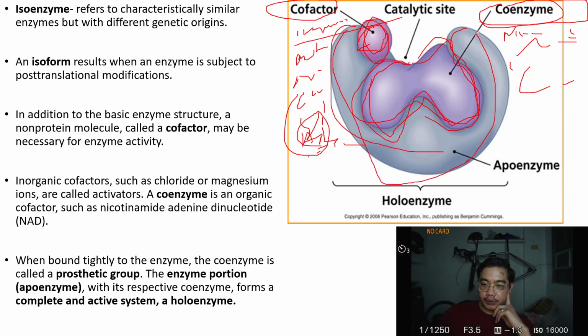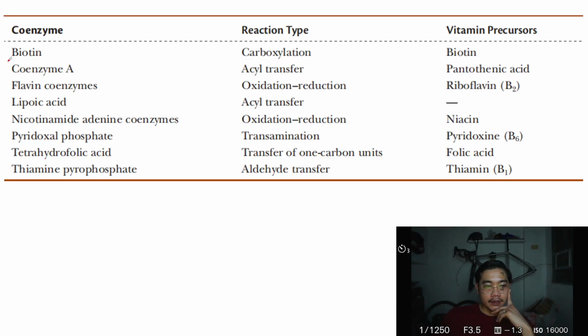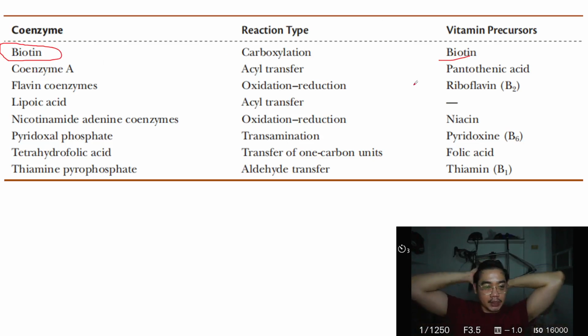The pure enzyme part, the protein part, is what we call the apoenzyme. And then the entire part is the holoenzyme. So the cofactor simply means that it's a component that is non-protein. It can be your activators or your coenzymes. The protein part is just the apoenzyme. The entire thing is what we call the whole enzyme. So, your coenzyme, biotin: usually they're vitamin precursors, meaning they're modified from vitamins. And these are the chemical reactions.